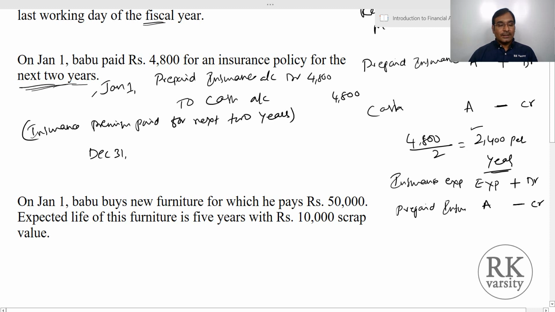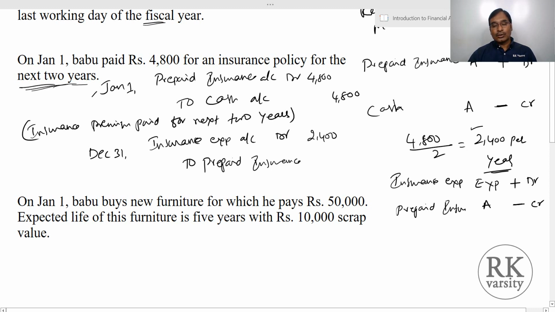So on December 31st, what we do is: insurance expenditure account debtor to prepaid insurance. And what is the amount for this particular year? 2,400. So we'll write 2,400 here and 2,400 here.